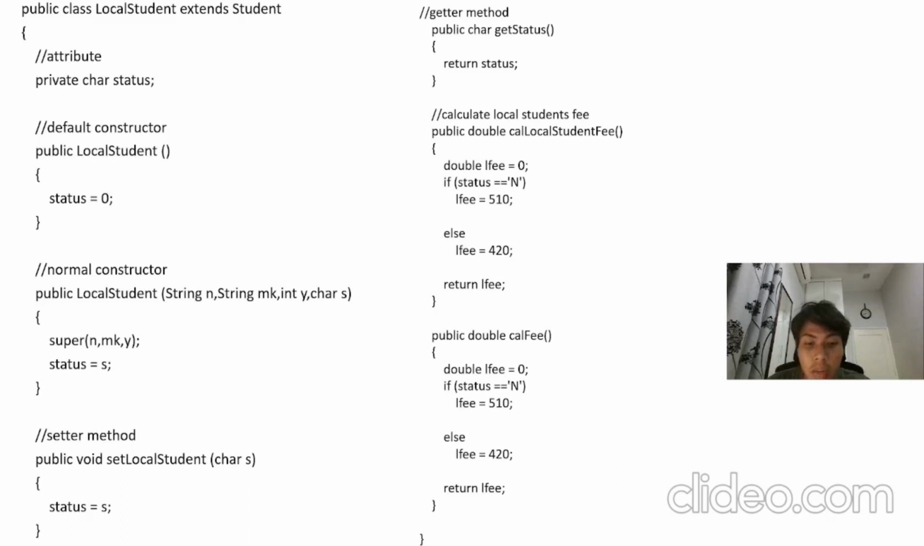The class also provides a getter method named getStatus to retrieve the value of the status attribute. It includes a method called calculateLocalStudentFee, which calculates the fee for a local student based on their status. If the student is new, the fee is set to 510. Otherwise, it is set to 420. The class overrides the calculateFee method from the superclass. It provides an implementation that calculates the fee for a local student based on their status, following the same logic as the calculateLocalStudentFee method.